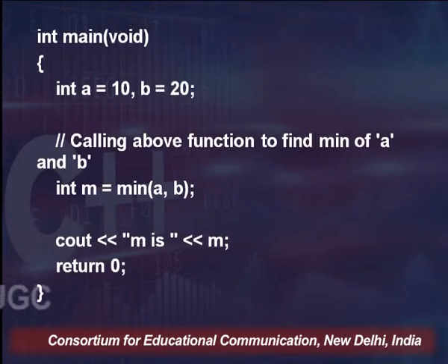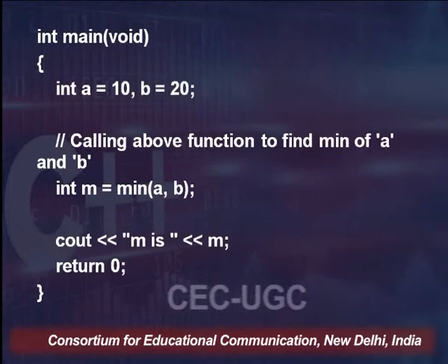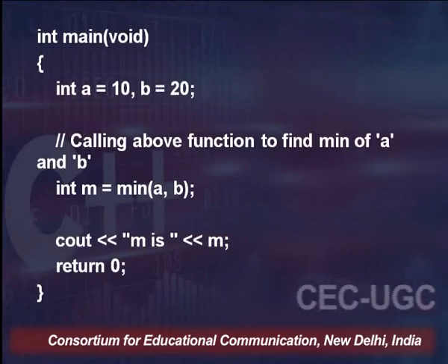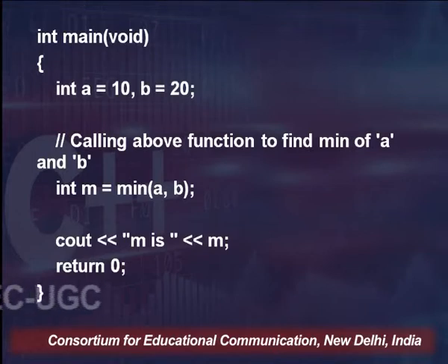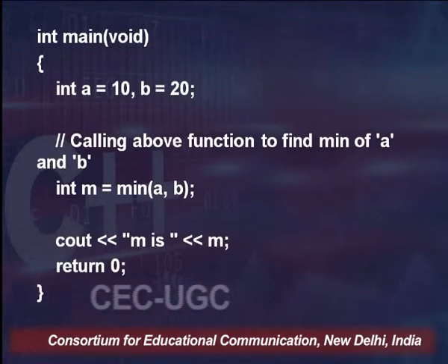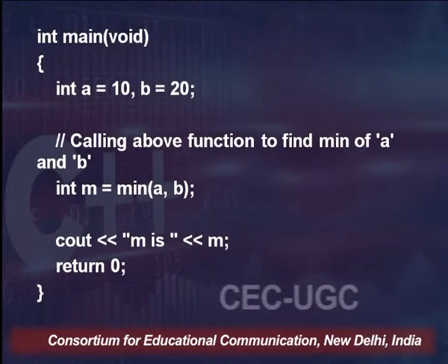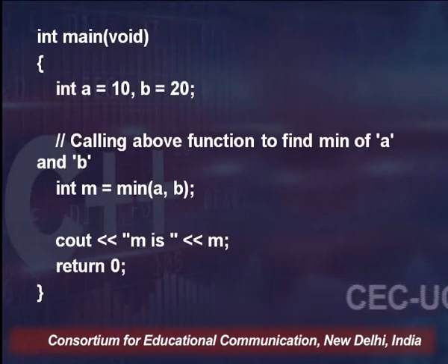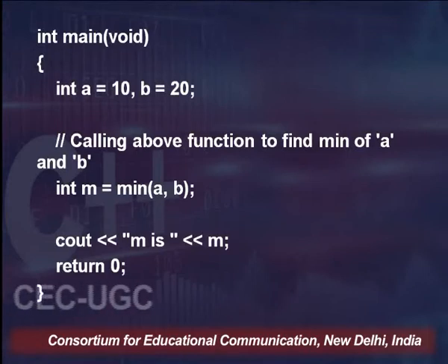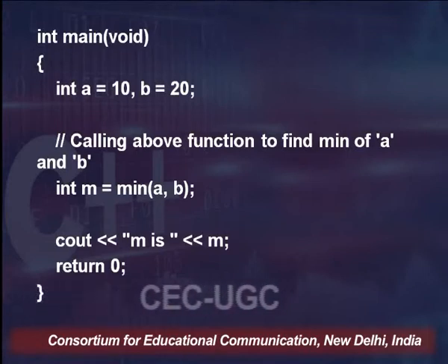So a and b will be the two parameters which are passed here inside the min function, and whatever value this min function is going to return is going to get placed, or inserted, into a variable m, which is obviously of type integer. And then we have printed the value of m, whatever the value of m is.